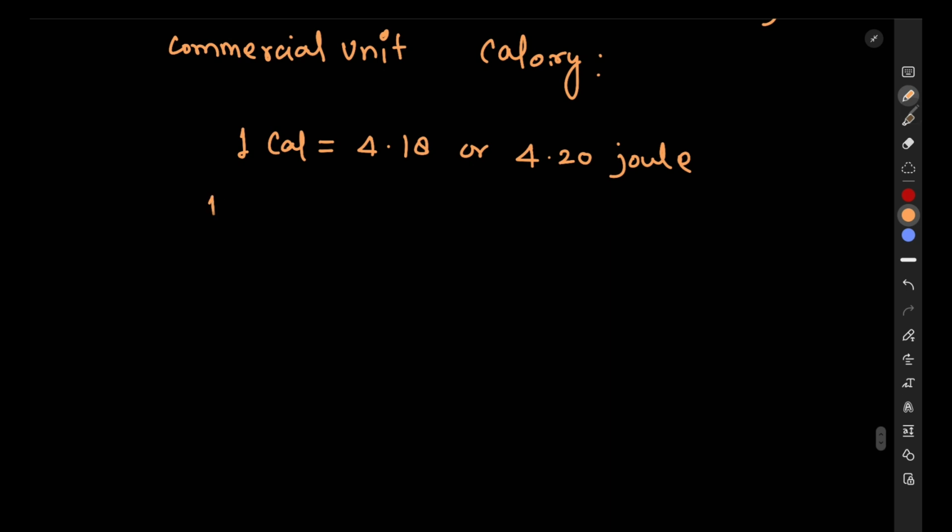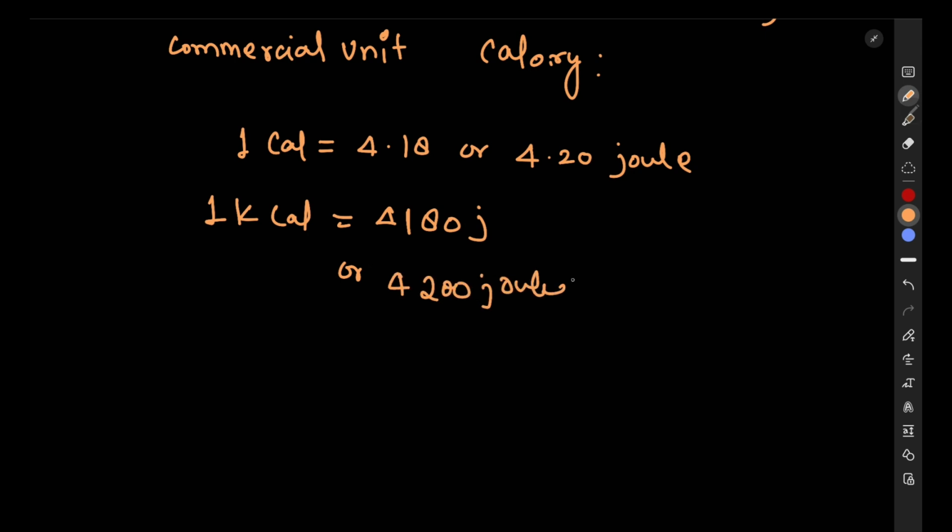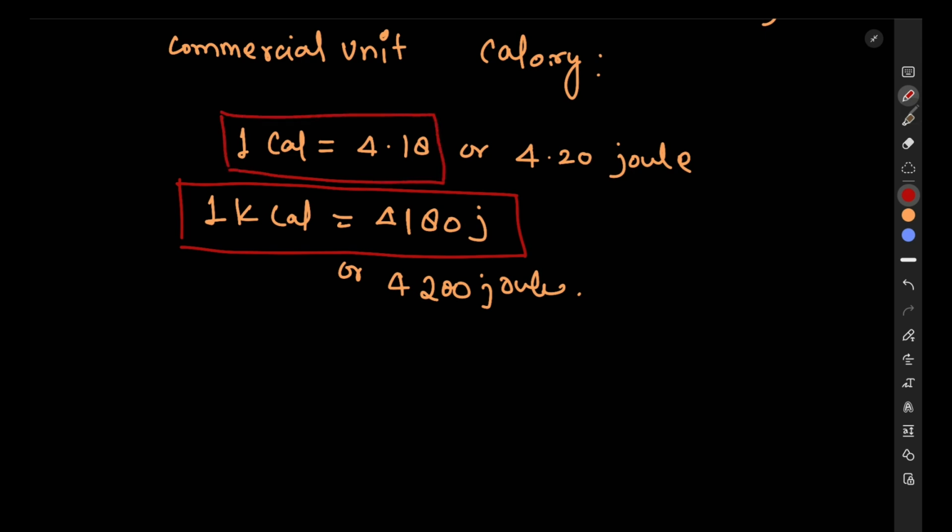Okay, 1 kilocalorie, kilo means 10 raised to power 3. So 1 kilocalorie means 4.18 multiplied by 1000, that will be 4180 joule, or simply we can write it as 4200 joule. So this is the relation between calories and joule.